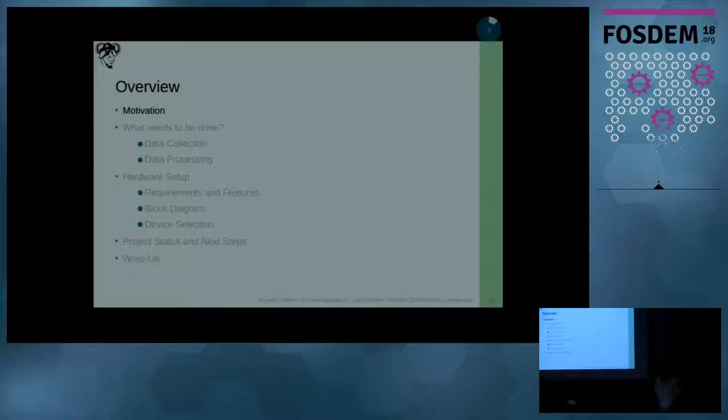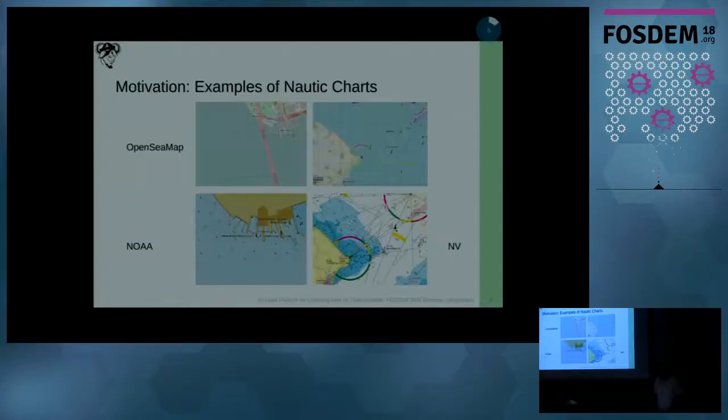So now, why do we want to do this? Let's have a look at the current state of OpenSeaMap. This is how South Manhattan is currently looking. And this is a NOAA map of it. So here you see much more detail with actual depth levels and shallow water areas.